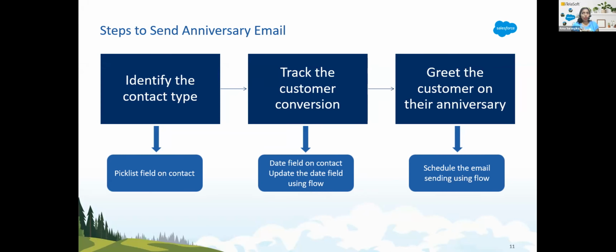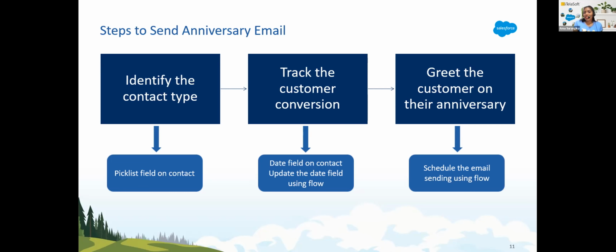So there are like 2 possible scenarios. A contact can be created as a customer, or else a contact may be created as a prospect and then converted into a customer. So we need to track at what date the contact became a customer. So we need a date field on the contact record to capture that, and we can use a record trigger flow on the contact to update that field.